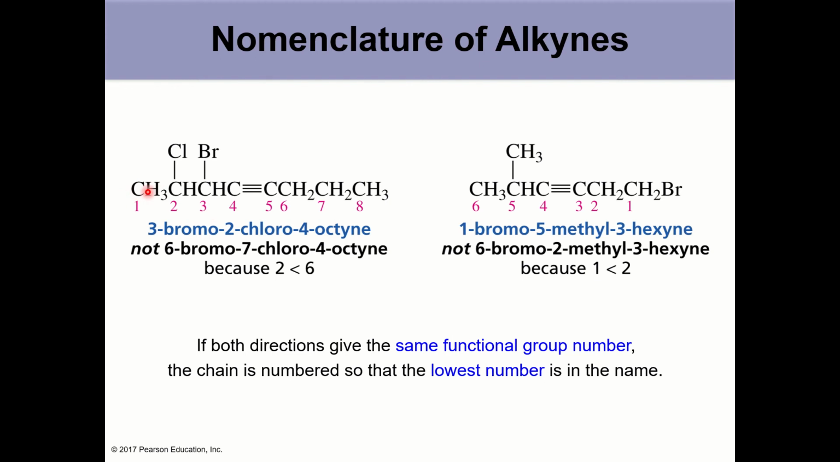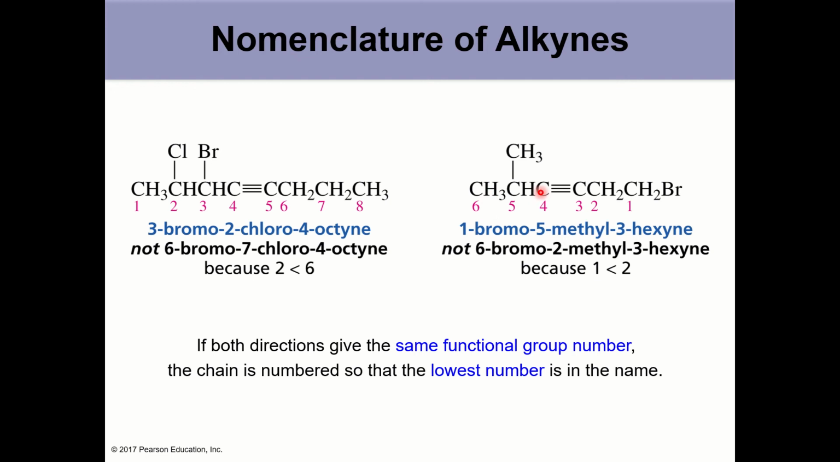So we would start numbering the molecule from the left to the right, because the chloro and the bromine would be on carbons 2 and 3 if we number from the left to the right, but they would be on 6 and 7 if we were to number from the right to the left. And 2 and 3 are less than 6 and 7, so we're going to number from left to right. Then we can look at the other example here.